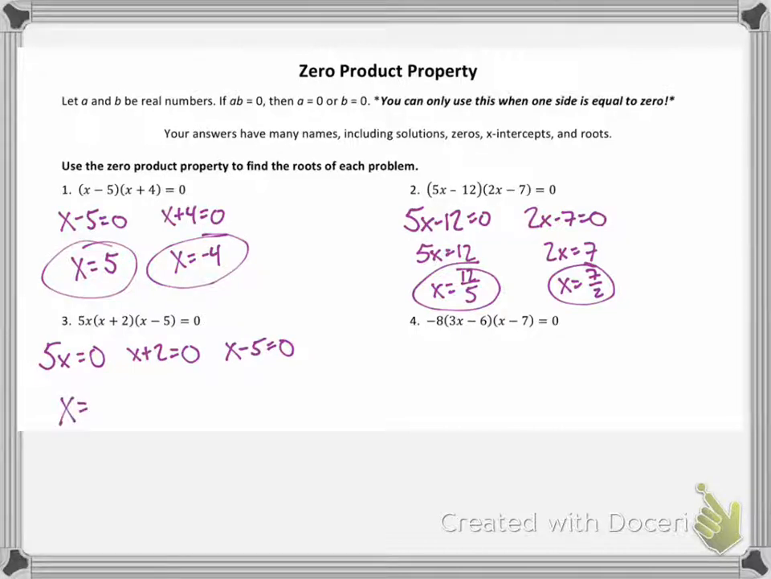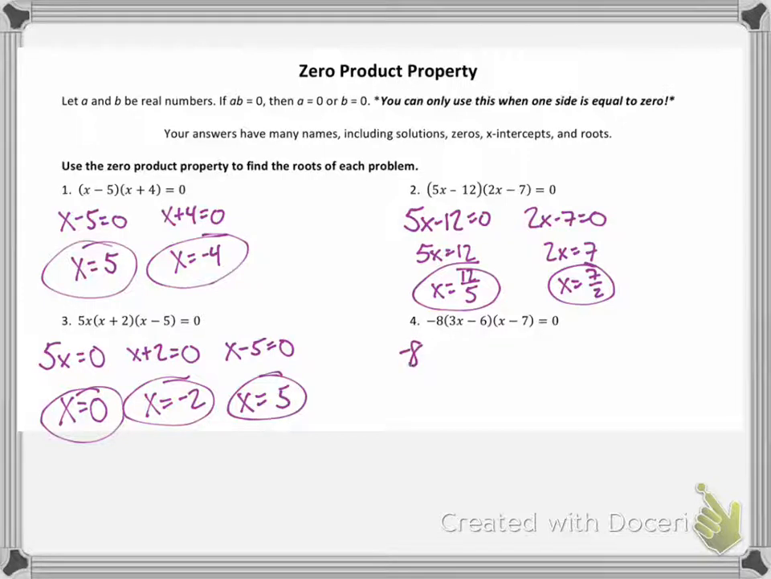So for the first one, I divide by 5, x would be 0. Second one, I'd subtract 2, x is negative 2. The last one, I add the 5. I get 3 answers for x: 0, negative 2, and 5. All three of those numbers I can plug in for x and get it to work out and satisfy my equation. So for 4, I would do the exact same thing.